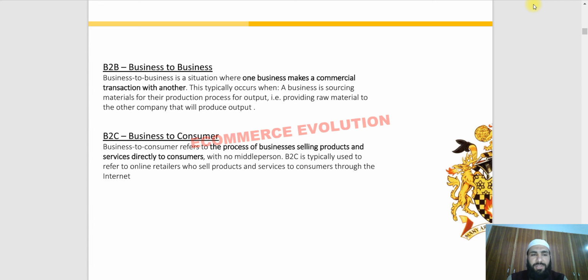The same way, there is B2C, business to customer. I should first of all read this. Business to customer refers to the process of business selling products and services directly to consumers with no middle person. B2C is typically used to refer to online retailers who sell products and services to consumers through the internet. So I think it's completely explained here, that when you sell your service or product to a consumer who is not doing business on that product or service, that is called business to customer.